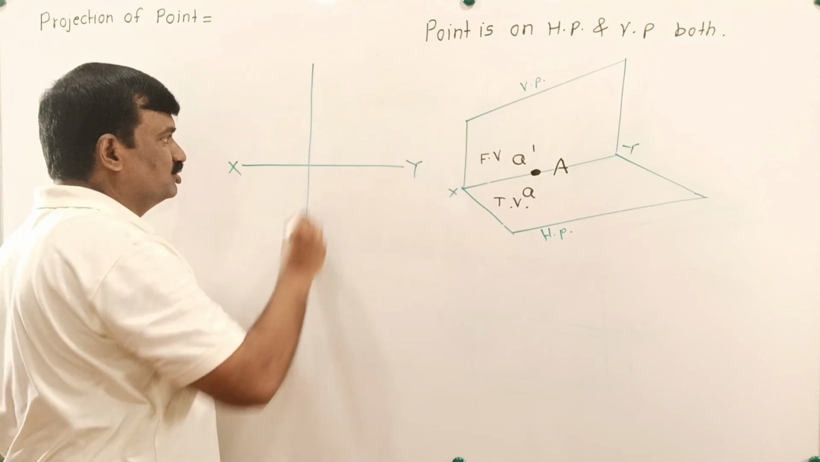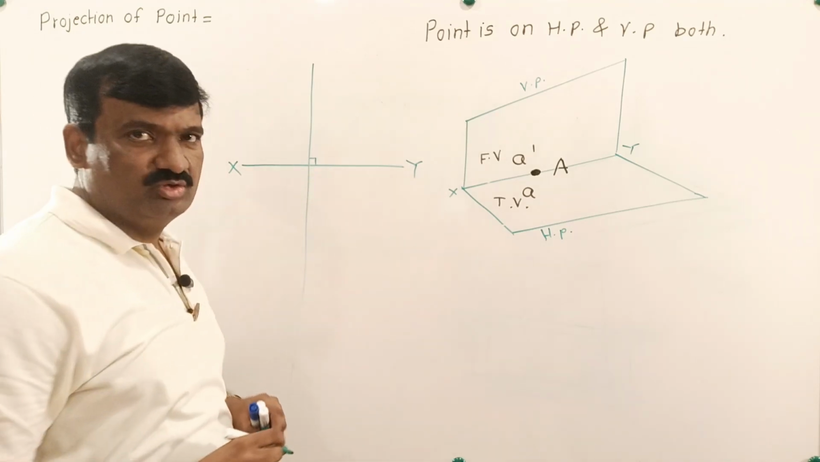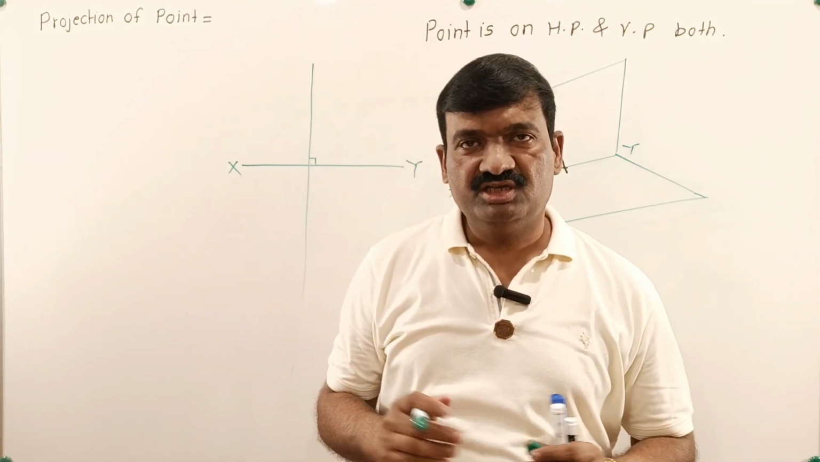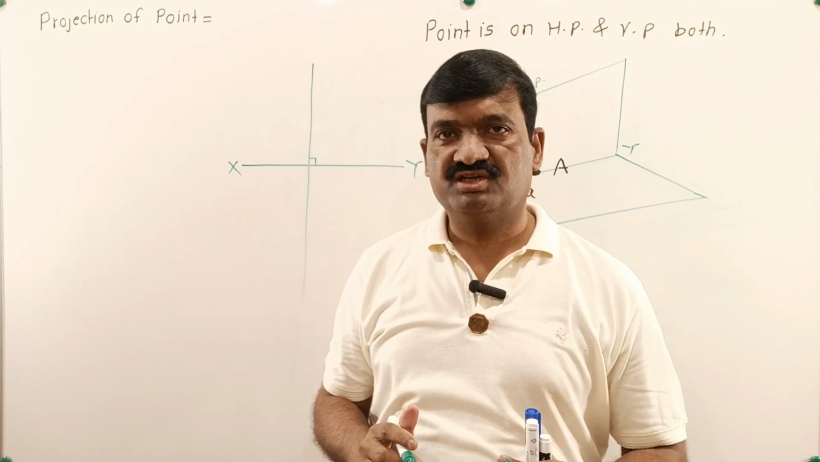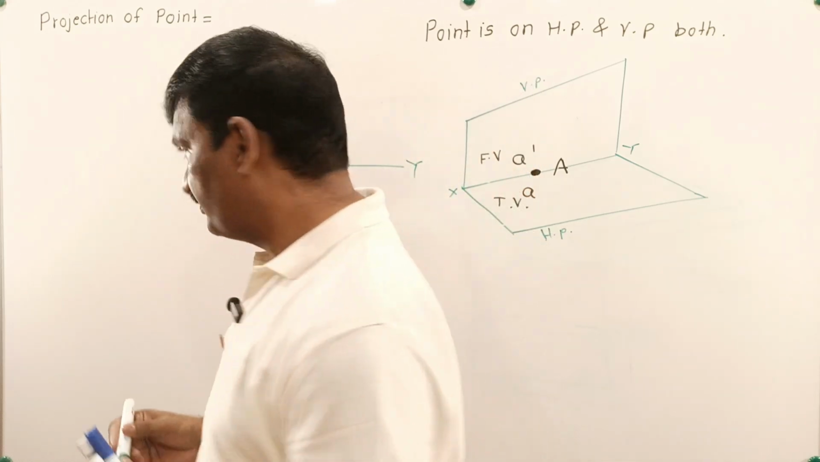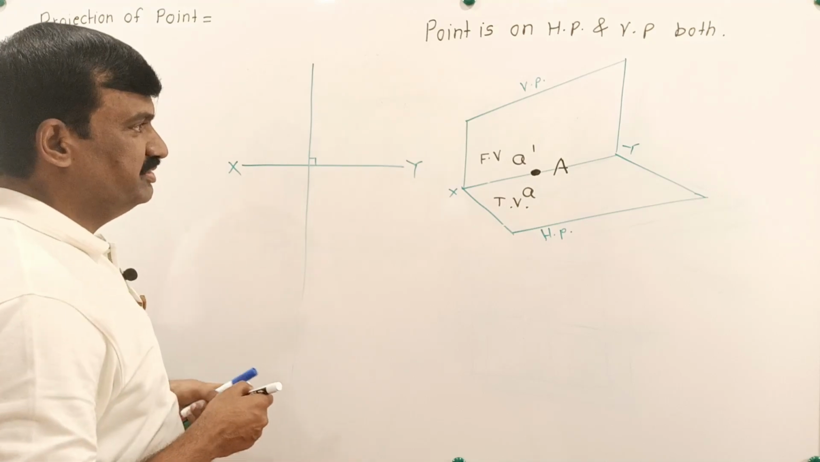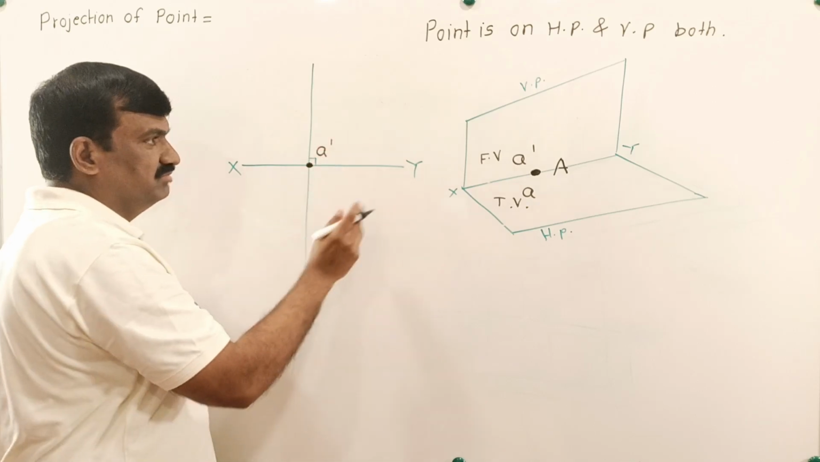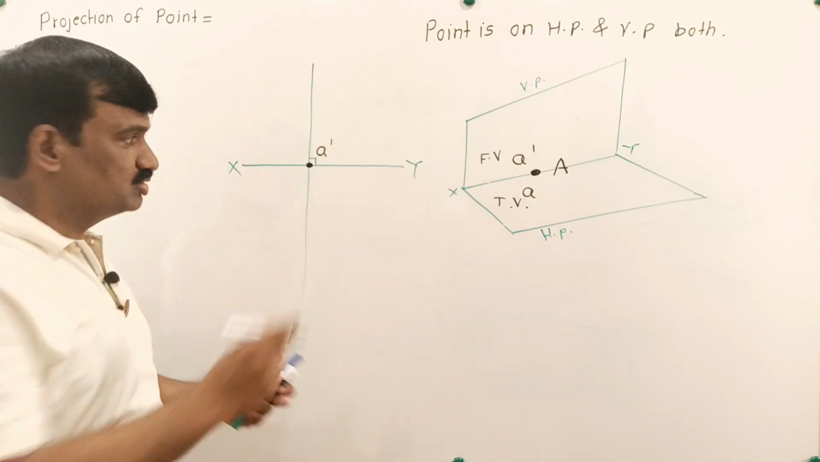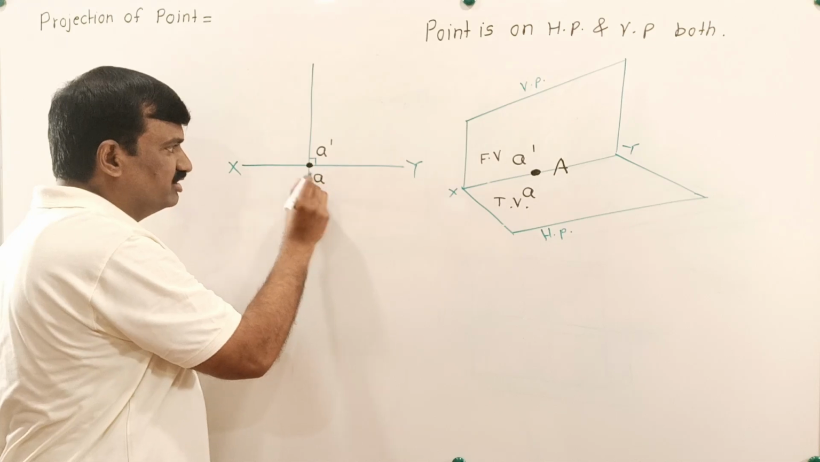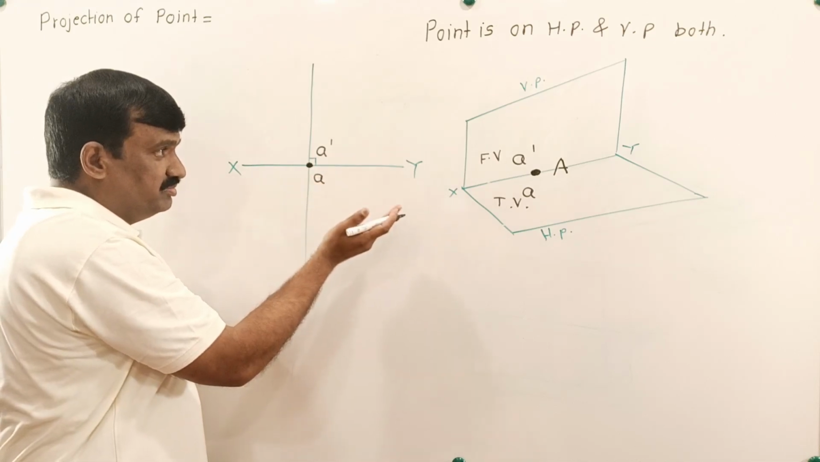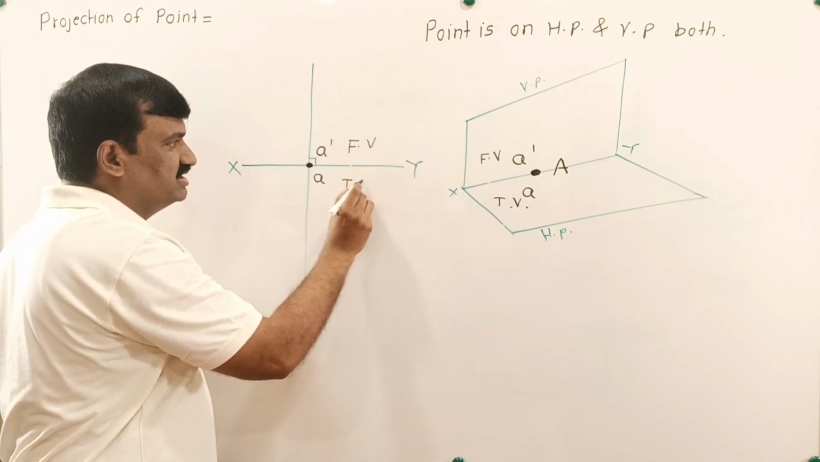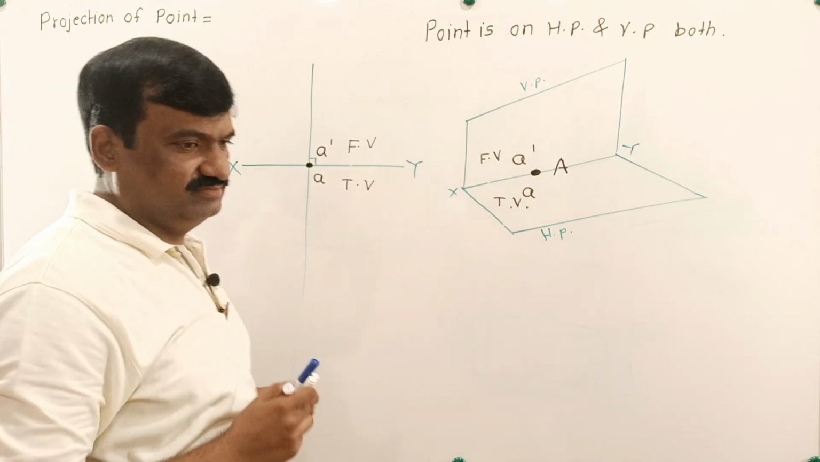So first step is to draw one projector. This projector is always perpendicular to XY line, because concept is that front view and top view of a same point is always present on one and same projector. That projector is perpendicular to XY line. Now it is given that point lies on HP. When any point lies on HP, front view of the point is present on XY line. But it is given that point lies on VP also. So top view of the point is also present on XY line. So when the point is on HP and VP both, front view and top view is the same point, and that point is present on XY line.